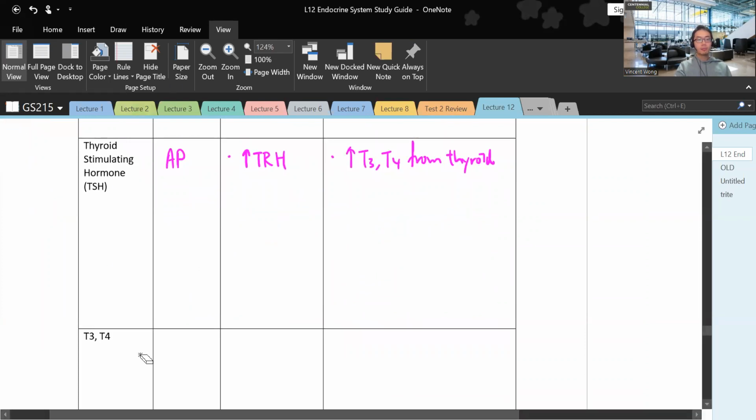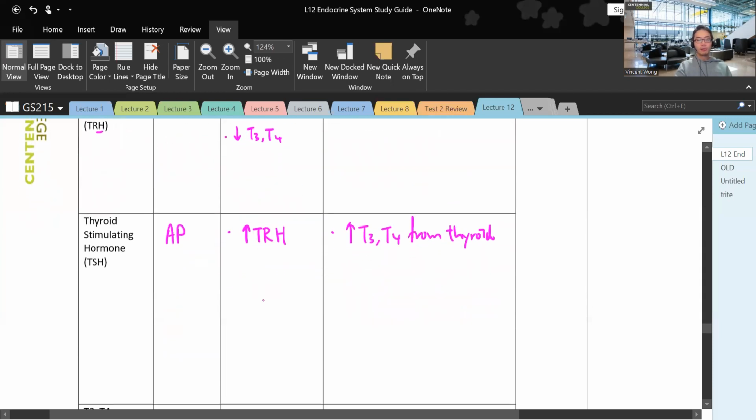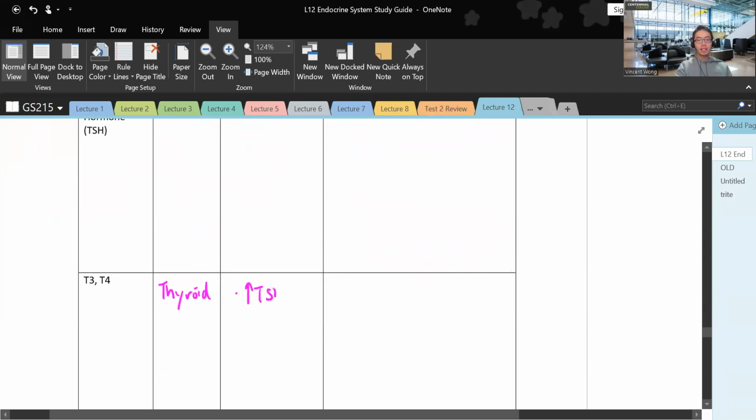Okay, so T3 and T4. The location of secretion, thyroid. Right. Thyroid gland secretes T3, T4, and calcitonin, but in this case, it's T3, T4 that we're talking about. What's the stimulus, right? What's the trigger for T3, T4? It will be increase in TSH. And the effects of T3, T4 would be to increase your metabolism. And at the same time, through negative feedback, it will decrease TRH, decrease TSH.